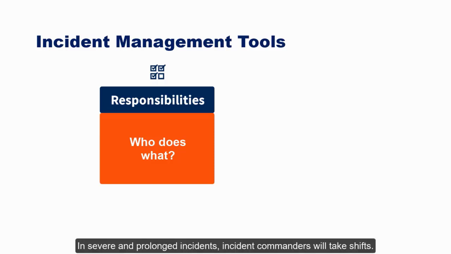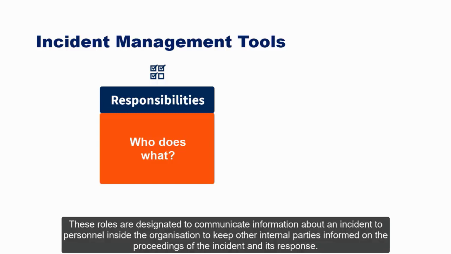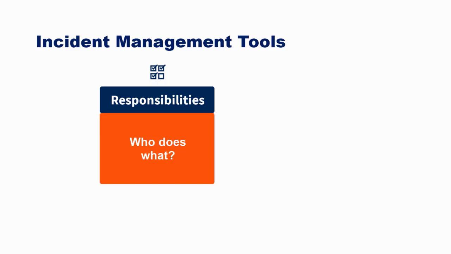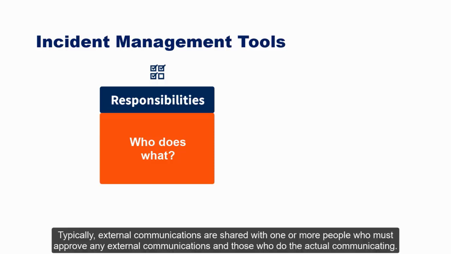In severe and prolonged incidents, incident commanders will take shifts. Internal communications. These roles are designated to communicate information about an incident to personnel inside the organization to keep other internal parties informed on the proceedings of the incident and its response. External communications. This personnel are authorized to communicate with outside parties, including law enforcement, regulators, customers, partners, suppliers, shareholders, and the public. Typically, external communications are shared with one or more people who must approve any external communications and those who do the actual communicating.